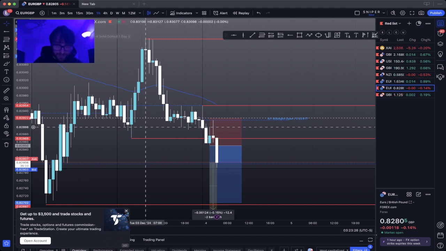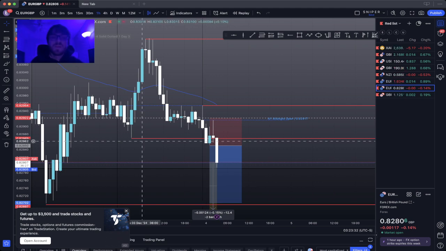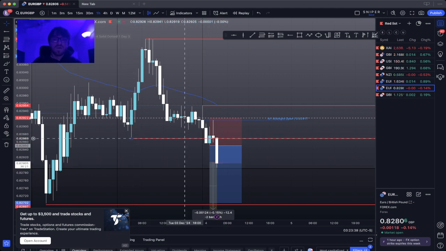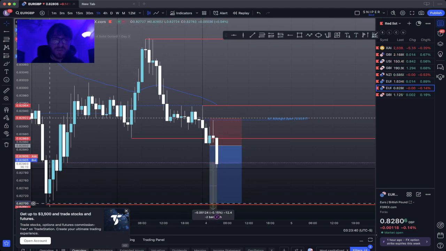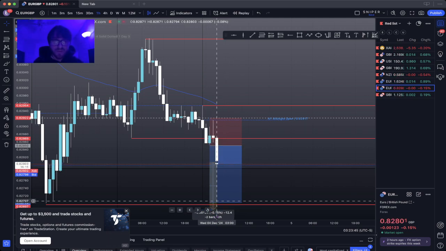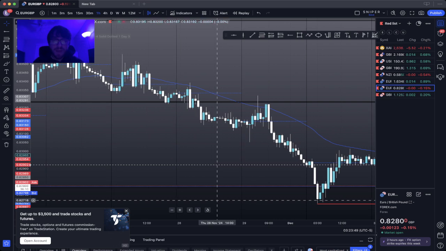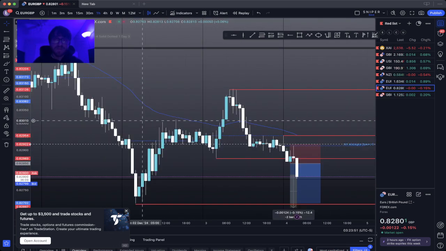So pretty much what I was looking for as I was getting in the market around here, I was looking for a close below yesterday's low, because I knew once I get a close below yesterday's low that the market's going to target the previous day's lows. So I'm expecting a retest of the previous day's lows, which is also a demand area that I have on a bigger time frame.